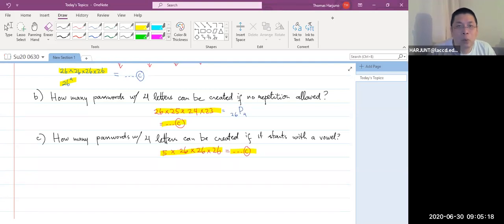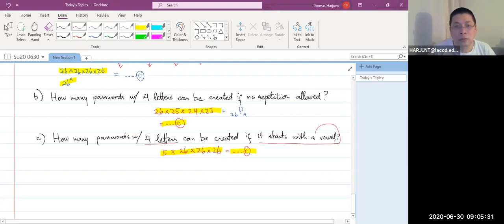In the last example, why do you only have 26 three times? Well, because the first letter has to be a vowel. So for the first choice, we have only 5 vowels to choose from, and then we have 3 letters left. We have 4 letters for our password. The first one I have 5 choices. The second one I have 26. The third one I have 26 choices. The last one I have 26 choices.